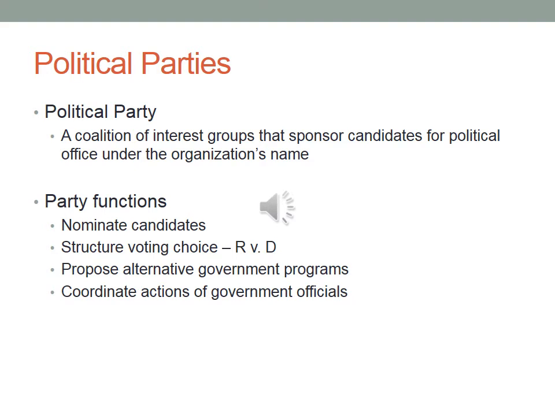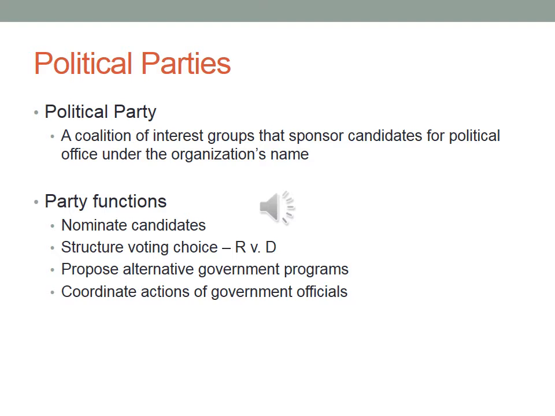Now let's move on and start talking about political parties. And let's get a definition. A political party is a coalition of interest groups that sponsor candidates for political office under the organization's name. In the United States, there are other political parties, but in general, it's the Democrats and Republicans. And both of these parties are basically a coalition or grouping of interest groups.